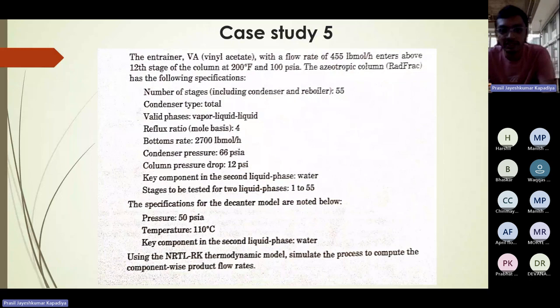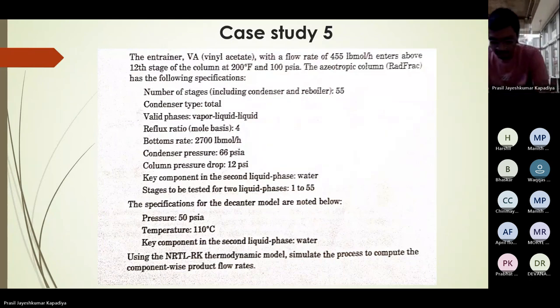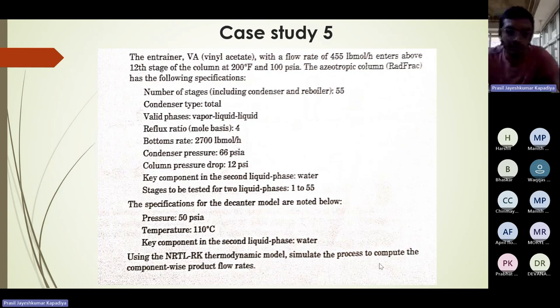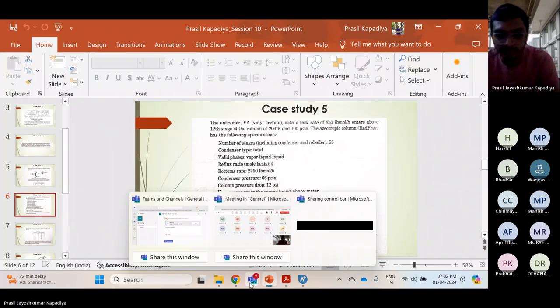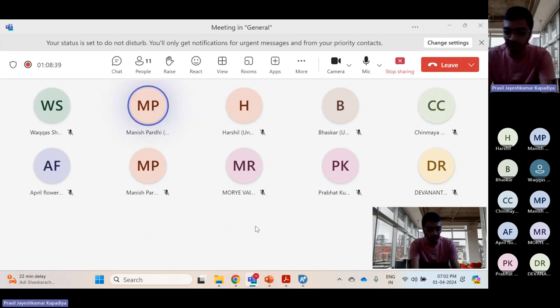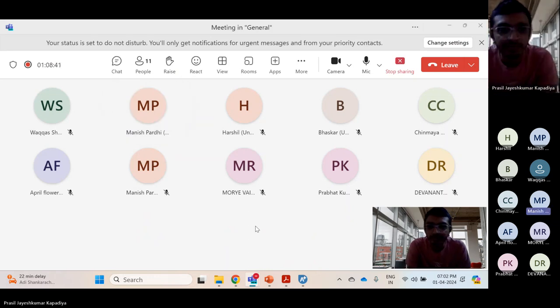And this is the conditions for distillation column and decanter. Okay, so please move on.